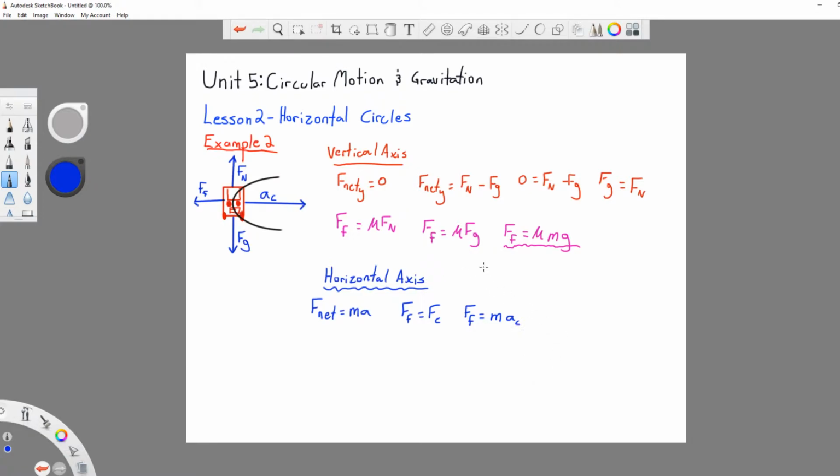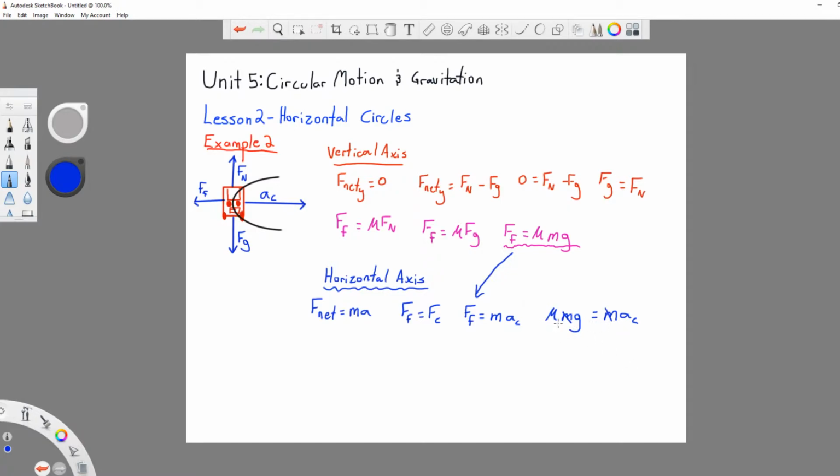All right. Let's substitute in this new value here, this force friction value. Let's see some magic begin to happen here. We're going to put this in for that. And so we're going to say mu times mass times gravity is equal to mass times centripetal acceleration. Well, you'll see that we have a mass on either side. We can divide mass out of both sides. So we're going to cancel this mass term here.